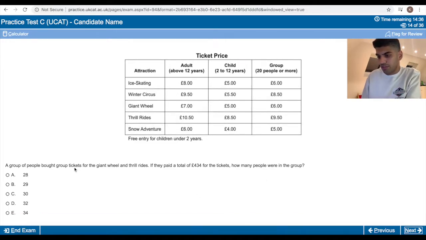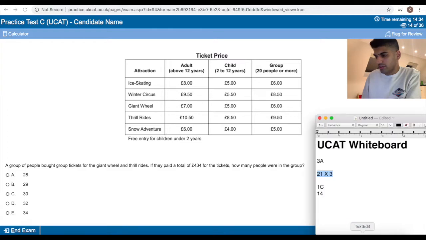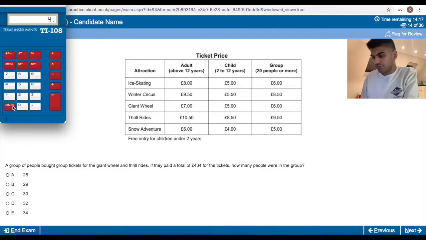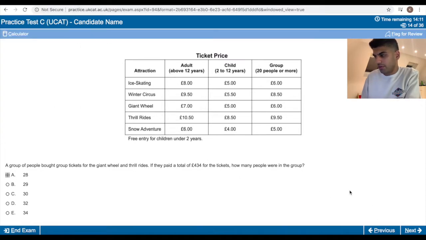A group of people bought group tickets for the giant wheel and thrill rides. So giant wheel and thrill rides, a group here. Giant wheel plus thrill rides, that's 15.50. So you want to do 434 divided by 15.50, I believe. That's 28. Okay, brilliant.